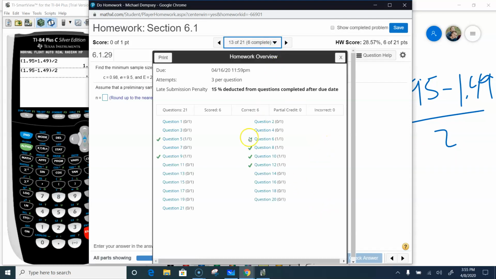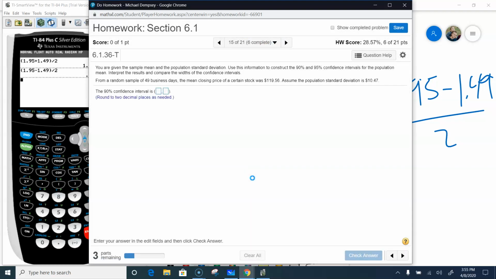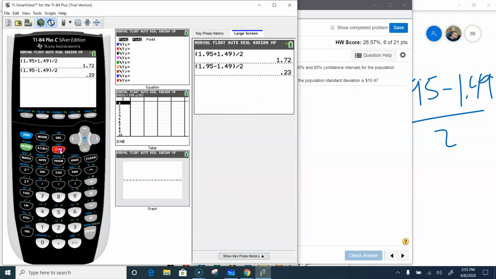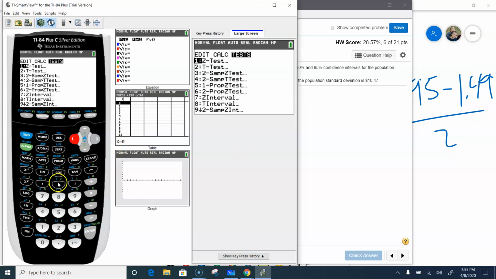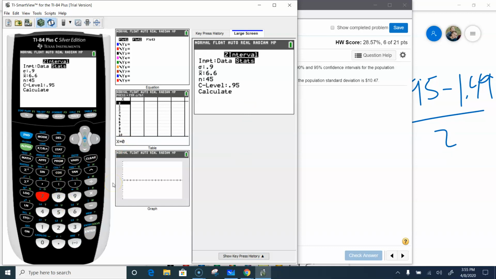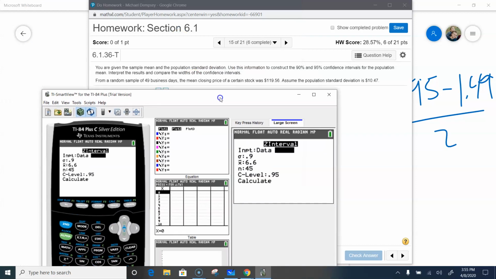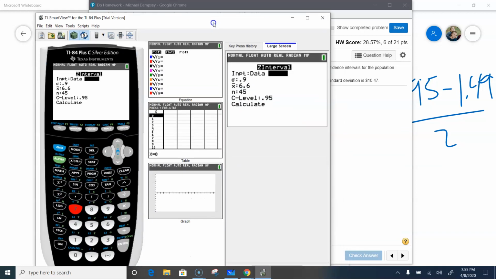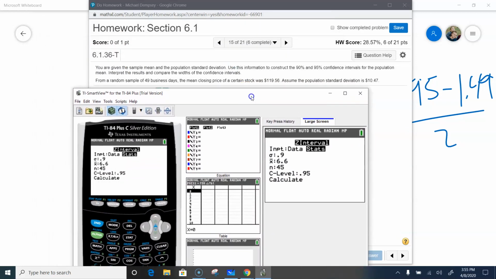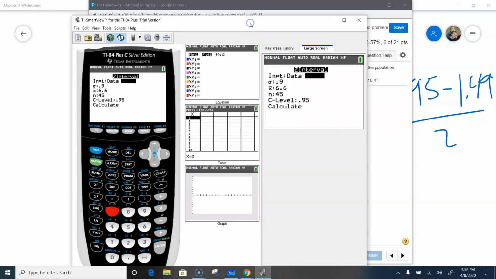All right, let's take a peek at number 15. So we have a random sample of 49 business days. The mean price was $119.56. And they give us the population standard deviation of $10.47. I'm going to calculate a 90% confidence interval. So I'm just going to use the calculator for this, right? Stat, we go to tests, and this is the Z interval. If you want to oversimplify, everything in 6.1 is Z interval. Oh, so we're going to do both. We're going to do 90% and 95%, so we'll just rerun it again. So the standard deviation is 10.47.